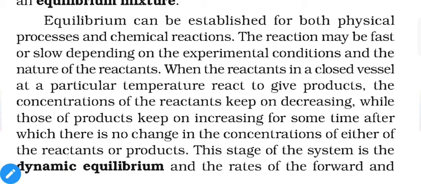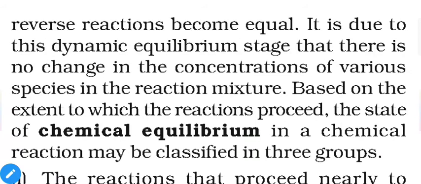that equilibrium is attained. Okay, so when no change in concentration is observed, this stage of the system is dynamic equilibrium, and the rate of forward and backward reaction will be equal at that time. It is due to this dynamic equilibrium stage that there is no change in the concentration of various species in the reaction mixture.